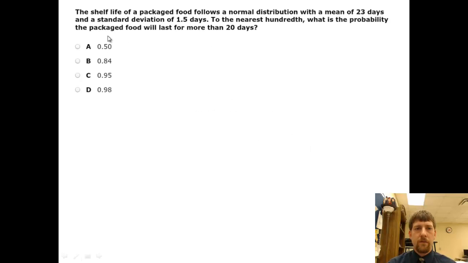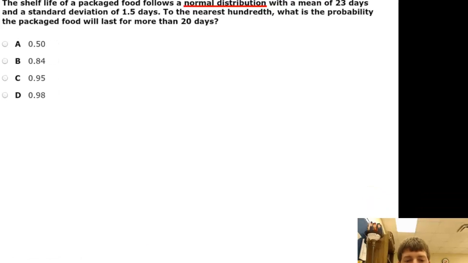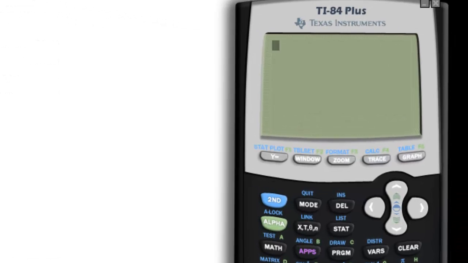So first example, the shelf life of a packaged food follows a normal distribution. So there it is, with a mean of 23 days and a standard deviation of 1.5 days. To the nearest hundredth, what's the probability the packaged food will last for more than 20 days? Well, as soon as I see normal distribution, I'm going to grab the calculator, because it automatically becomes a calculator problem at that point, and there's something specific I've got to go find.